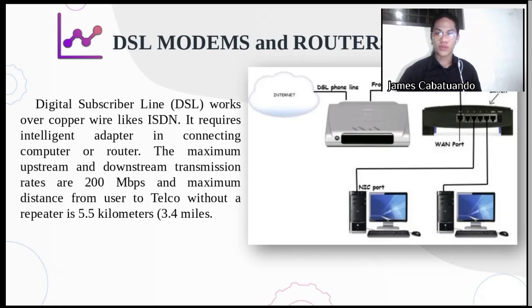DSL modems and routers. Digital Subscriber Line, or DSL, works over copper wire like ISDN. It requires an intelligent adapter in the connecting computer or router. The maximum upstream and downstream transmission rates are 200 Mbps and the maximum distance from the user to the telco without a repeater is 5.5 kilometers or 3.4 miles. This type of router and modem is common around offices or at home. It can be used wirelessly or through an Ethernet connection using UTP cables, or unshielded twisted pair, which are copper-based wires.